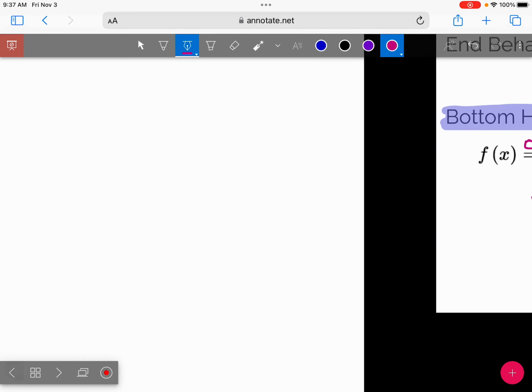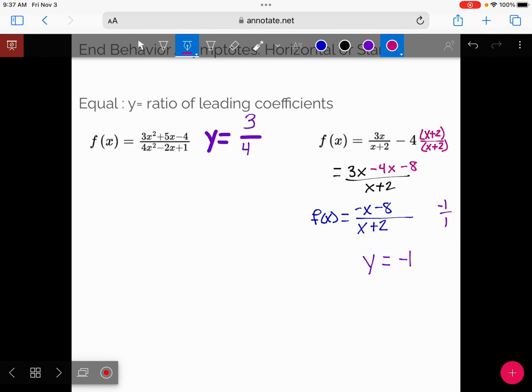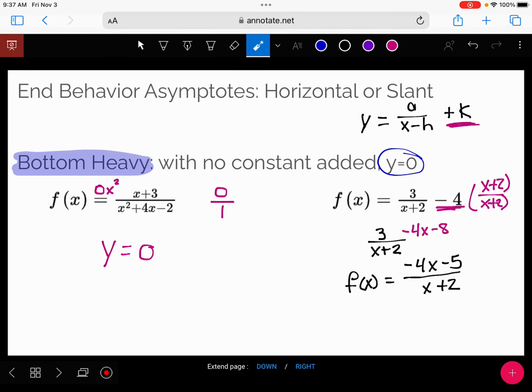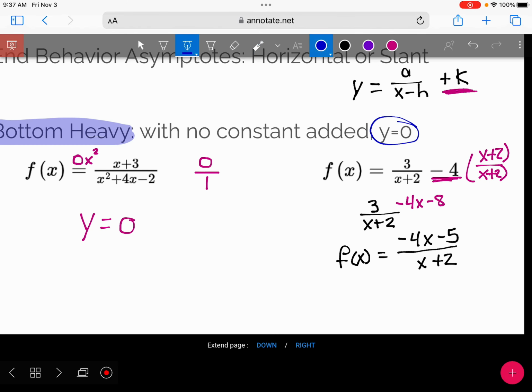So just like when we did our ratio over here when they were the same, we took our ratio of our leading coefficients. -4 over 1. Or just -4, which is our constant here. It is our vertical shift. Yes, dear?